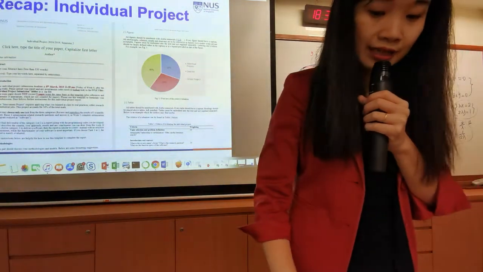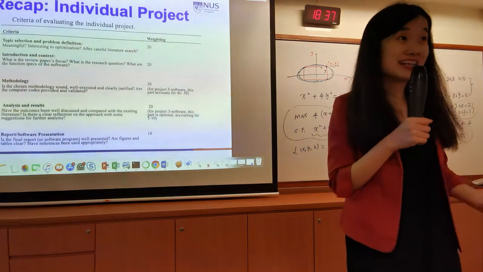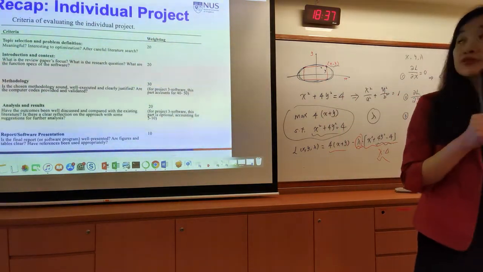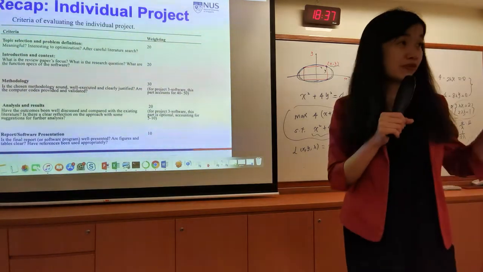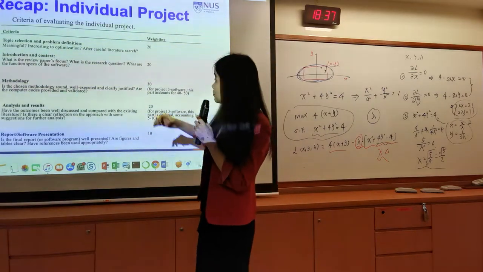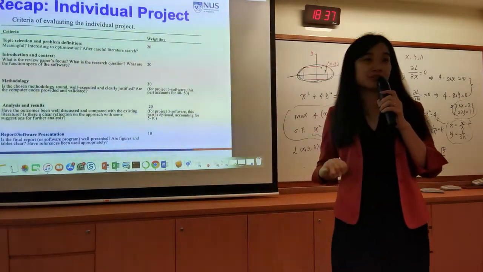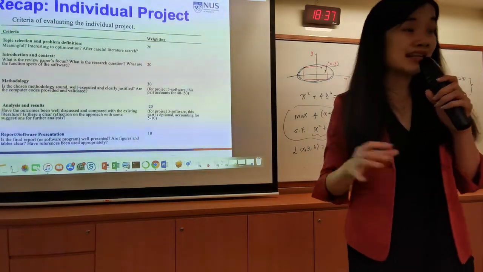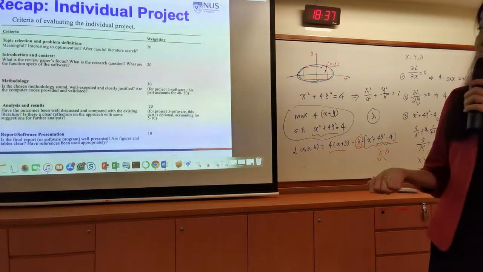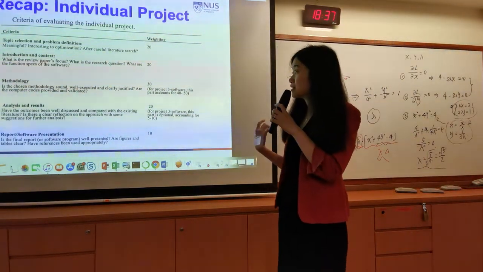Right, so we have the criteria here. For the topic selection, I hope you have already selected some topics, linking to your research or your design project, or just a very interesting problem to you. The problem definition is very important. If you choose to review some literature, you should do very good work in finding relevant literature and say this is one important problem you want to study. If you want to study one problem, justify its importance.